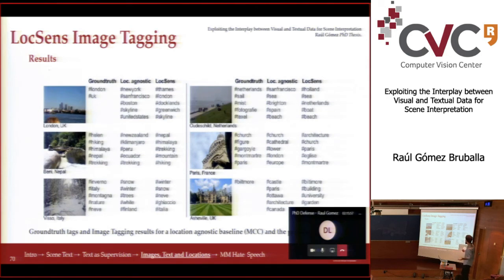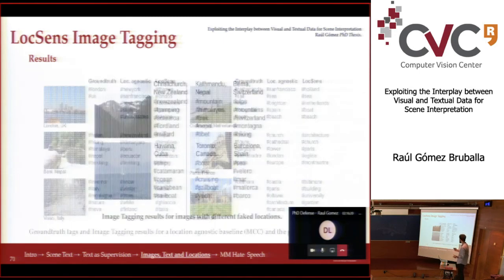Or in this other example of a church image in Paris, a location agnostic model is predicting general tags such as church, cathedral, tower, London, while the LocSens model predicts architecture, church, Paris, Église, or even Montmartre, right? So it predicts more informative and specific tags.